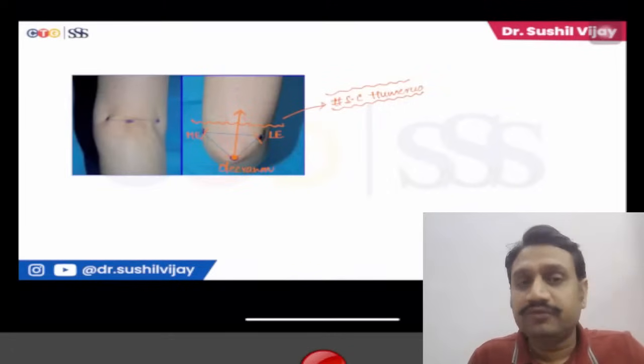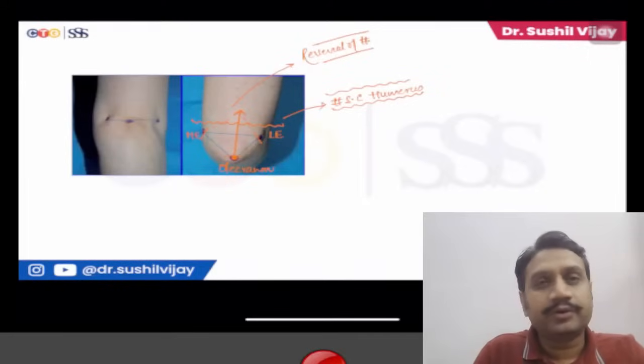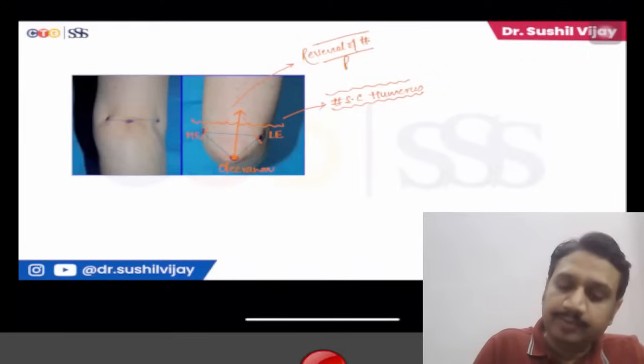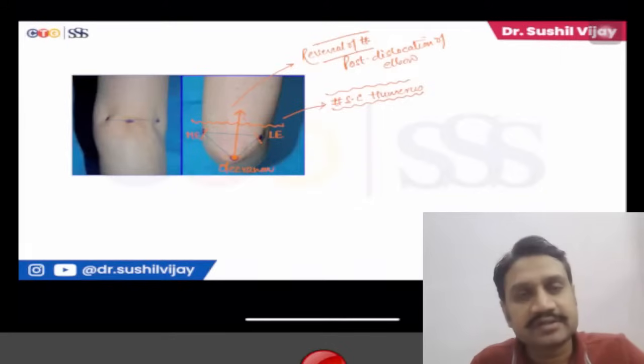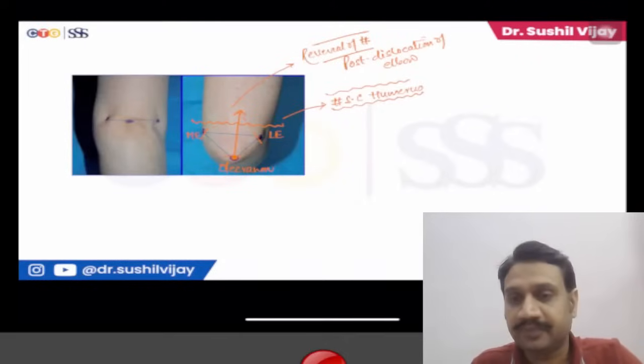So reversal of the triangle can be seen in which condition? When the olecranon goes up. What are you going to call that situation? It will be posterior dislocation of the elbow. So posterior dislocation is going to reverse this triangle, and the supracondylar fracture will not be touching the triangle at all. So the triangle doesn't get hampered, it is not damaged at all.